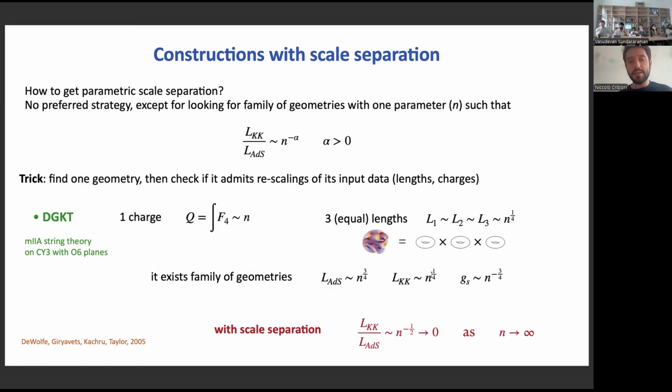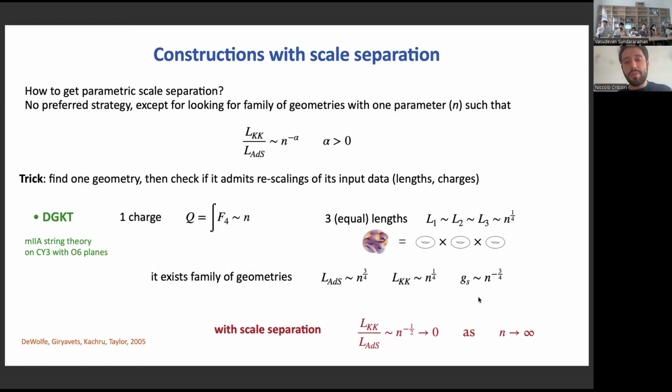The AdS scale will grow with some other power, 3/4. The Kaluza-Klein scale with power 1/4. And also another important quantity is the string coupling, because it's the parameter controlling string loop corrections. You want this number to be small in your solution, because in this case you can be more certain that the supergravity approximation you're using is consistent.